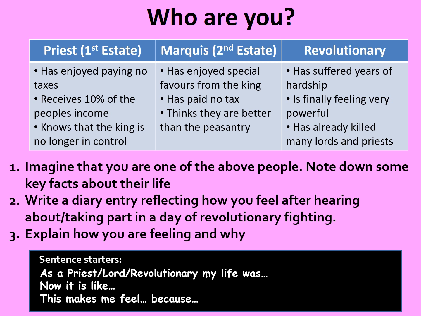So hopefully we've picked up on the fact that the revolutionaries are finally starting to feel powerful and confident, whereas for the First and Second Estate this is a time of great fear and uncertainty, with many of them being killed. So what might they do? Well, it is true to say that some of them actually did become refugees and move to other countries, including the United Kingdom.